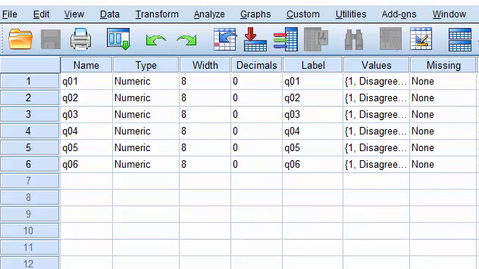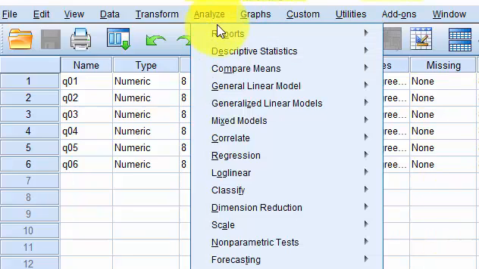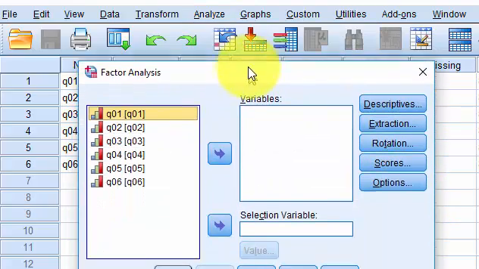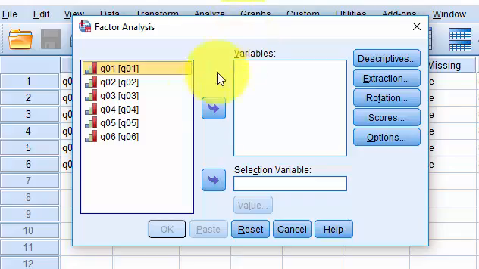A little bit of factor analysis, exploratory factor analysis. This is what I'm going to grade you on. I expect you to know you're going to go to Analyze, Dimension Reduction, Factor. So we're going to just do this little group all at once.